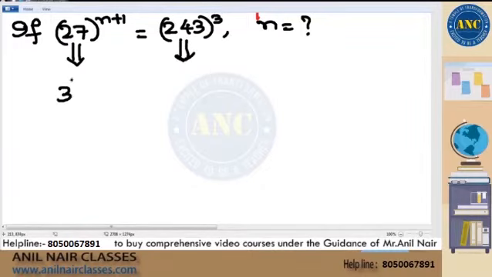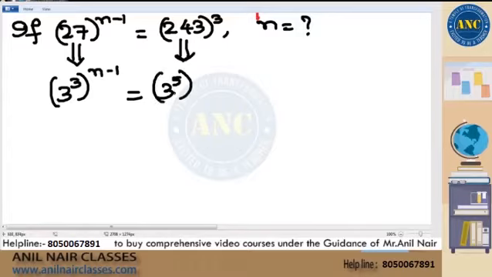27 is 3 power 3 whole power n minus 1, it is, sir. It is not n plus 1. This value is nothing but n minus 1. In fact, it makes no difference. Even if you solve with n plus 1 also, you will get a different answer. It makes no difference as long as we are learning the concept. 243 is 3 power 5 whole power 3.